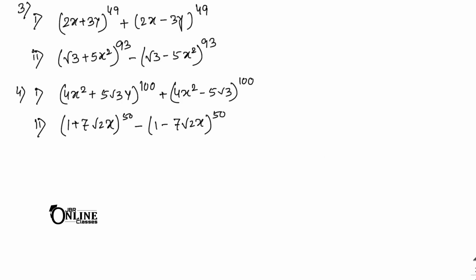Now sum number 3 and sum number 4. In sum number 3 and sum number 4, you have to find the number of terms for the expansion. In sum number 3, the power n is an odd number, that means 49 and 93 are both odd. But in sum number 4, n is an even number, 100 and 50 are both even.